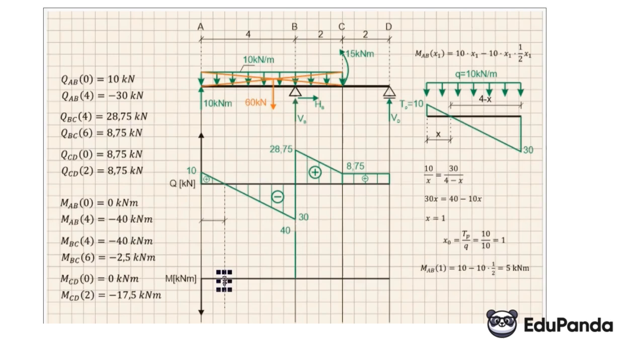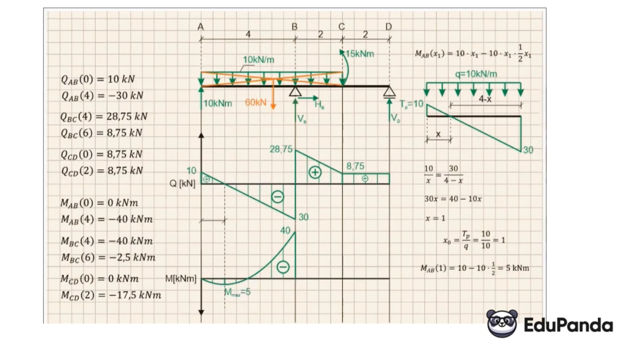And now we look at the second interval, the interval BC. For the 4th meter, it is minus 40, meaning there is no jump. For the 6th meter, it is minus 2.5 kNm. Well, on the same side of the graph, similarly, under continuous load, we still have parabolas on the moment graph.